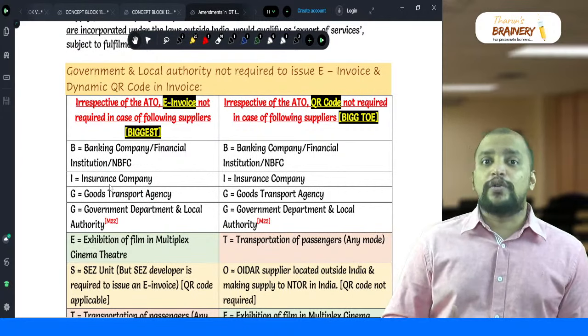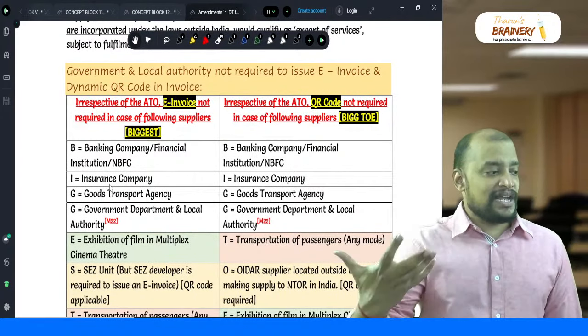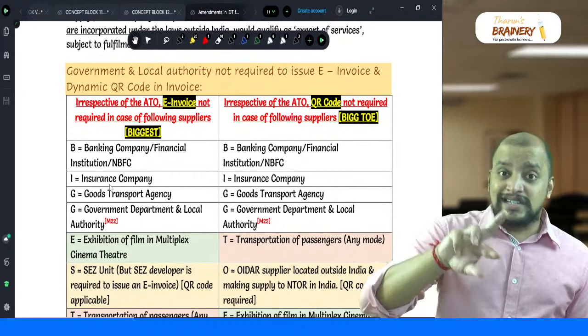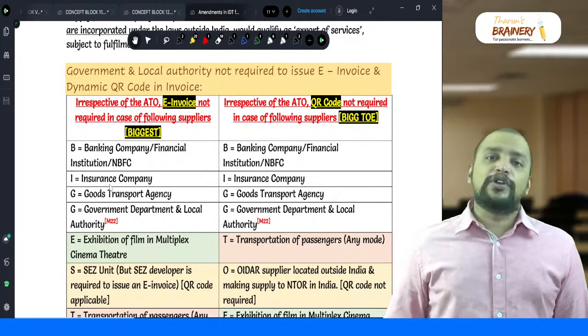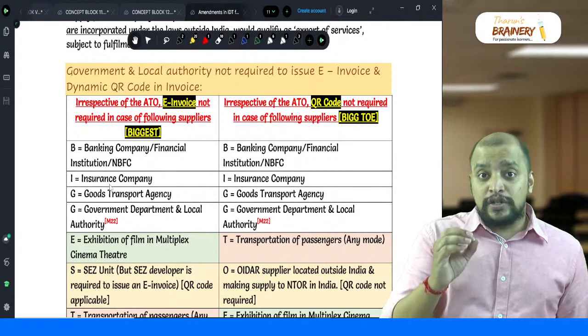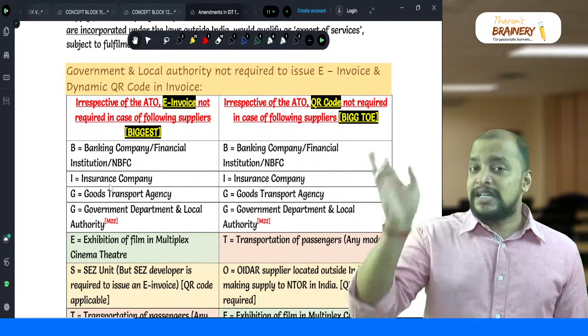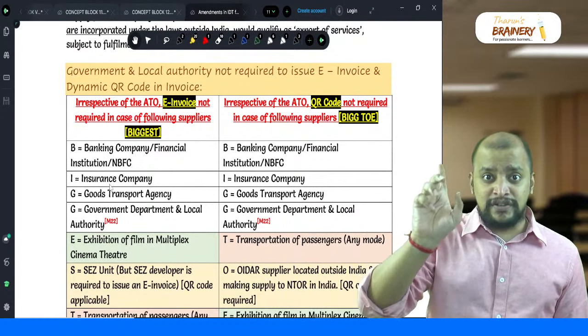And dynamic QR code is required in case of B2C supplies. What is B2C supplies? So recipient is unregistered. So in that case, dynamic QR code is required. When dynamic QR code is required, if aggregate turnover during any of the preceding financial years exceeds 500 crores, then for the current year for B2C we need to give dynamic QR code.